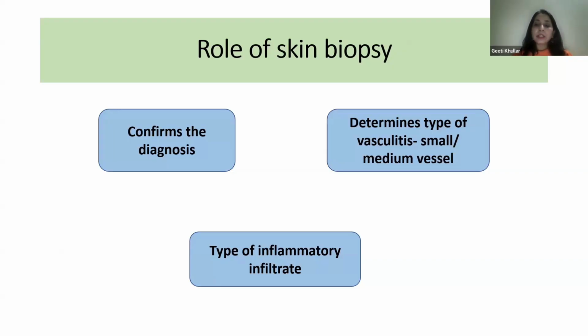So it can tell you that it is a small vessel or medium vessel, though you can judge that based on the type of lesion also if you have a nodule. So it is just an additional finding that you will get, because biopsy would actually give you the caliber of the vessel. And then what is the infiltrate that you have, whether they are eosinophils in Churg-Strauss or whether they are neutrophils in a common leukocytoclastic vasculitis.